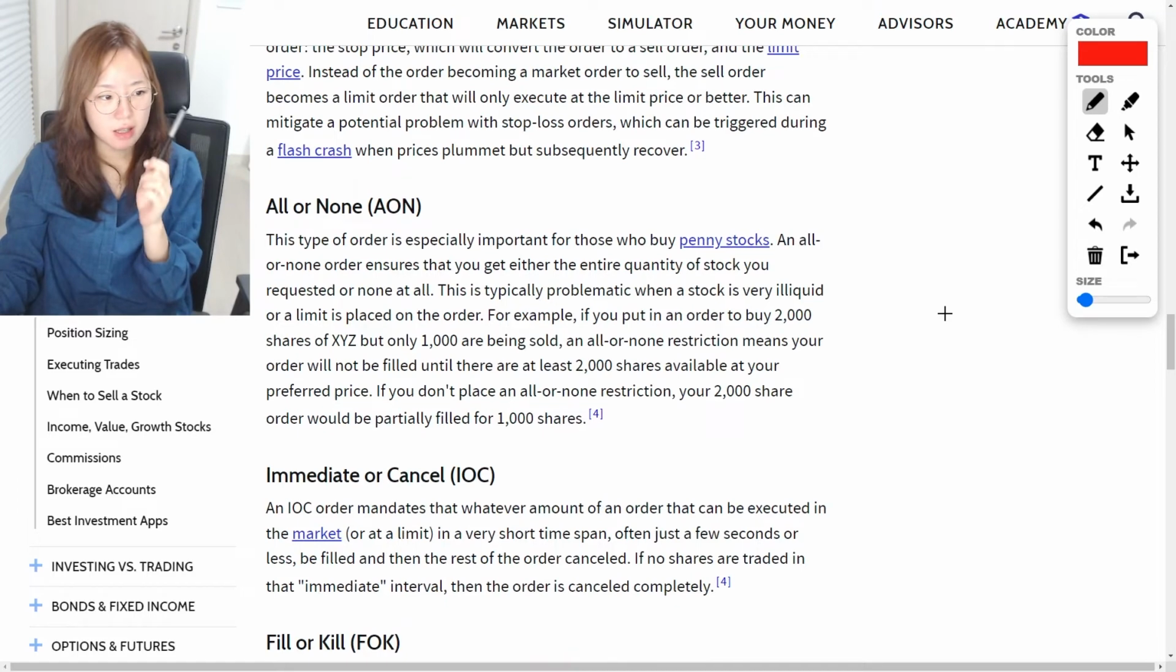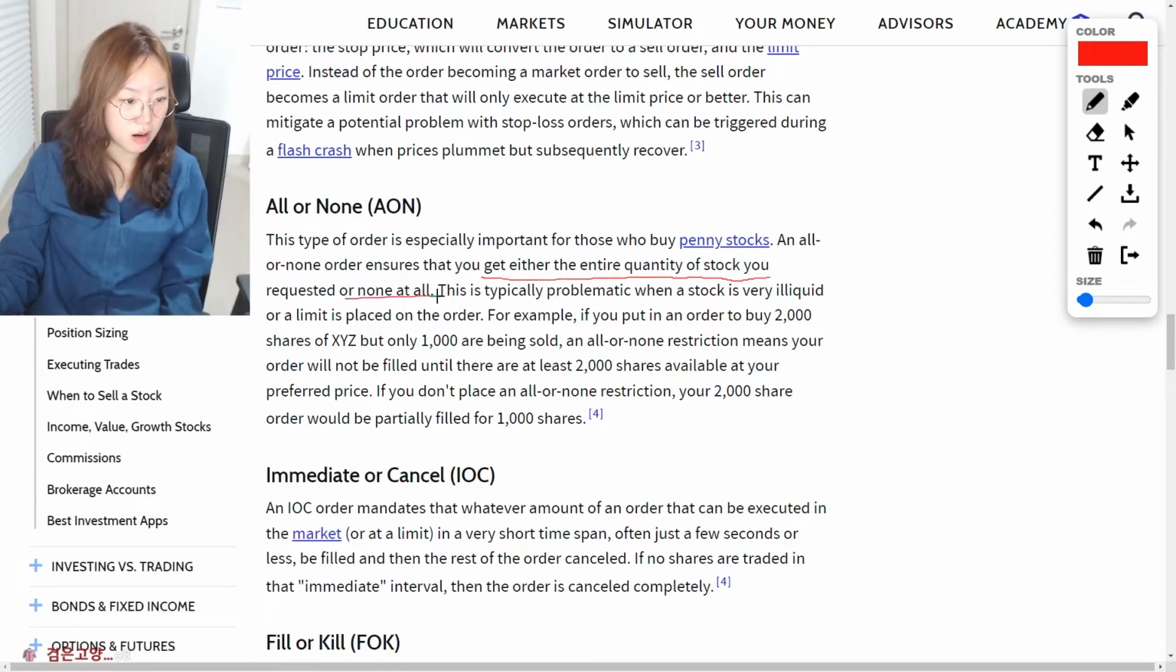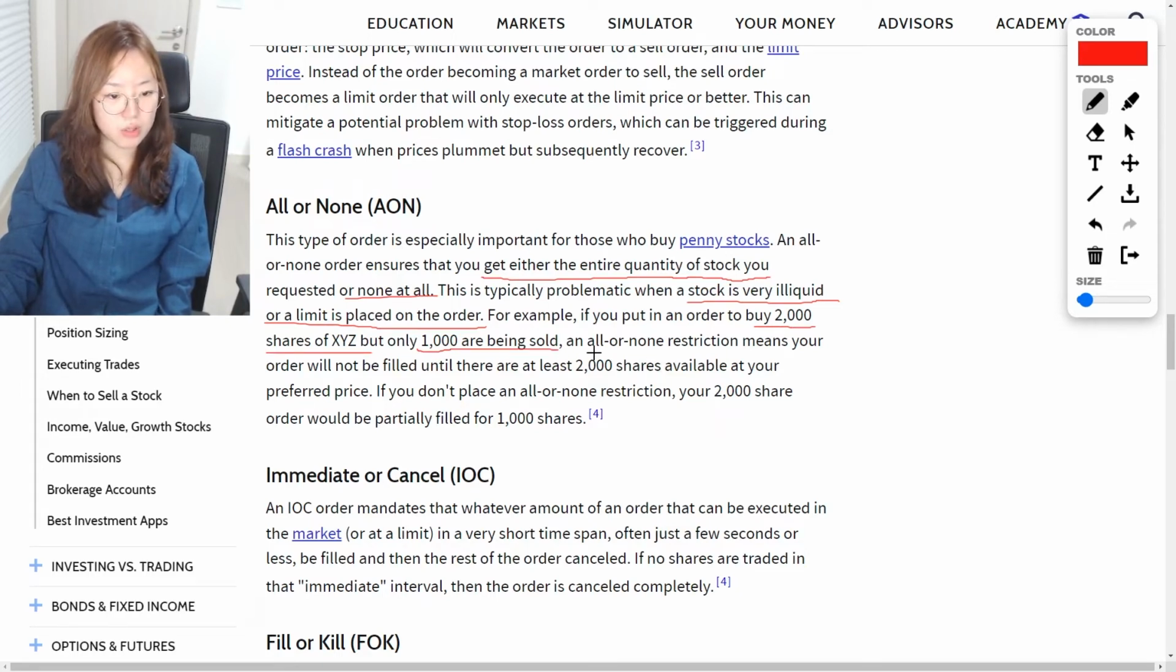Now, all or none. This type of order is especially important for those who buy penny stocks. An all or none order ensures that you get either the entire quantity of stocks you requested or none at all. This is typically problematic when a stock is very illiquid or a limit is placed on the order. For example, if you put in an order to buy 2,000 shares of XYZ, but only 1,000 are being sold, an all or none restriction means your order will not be filled until there are at least 2,000 shares available at your preferred price.